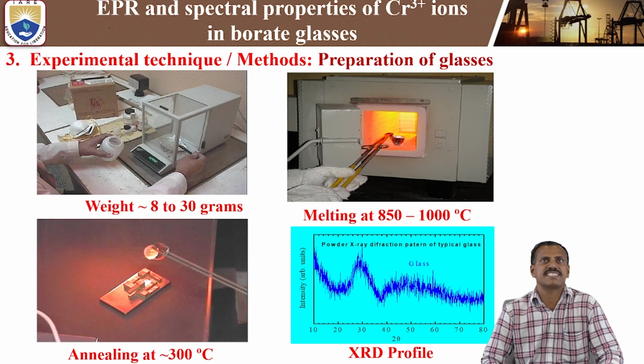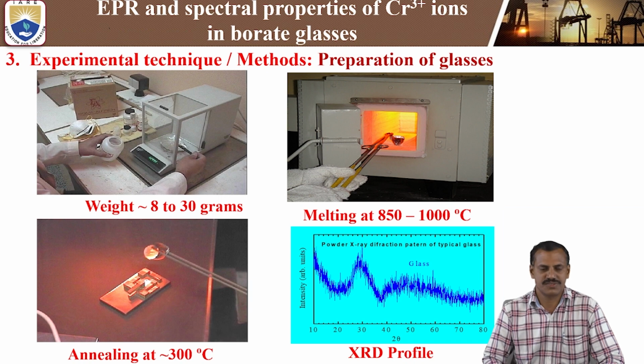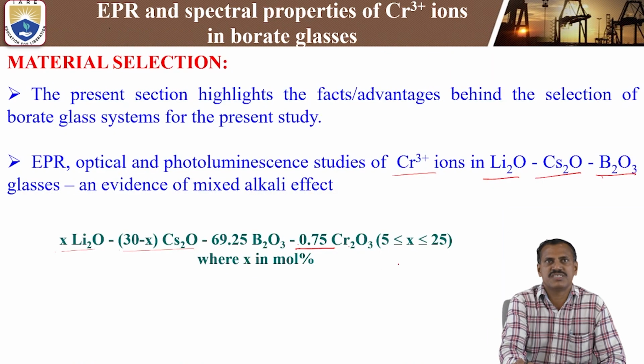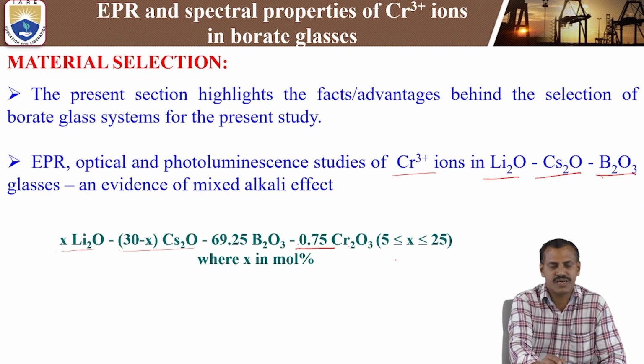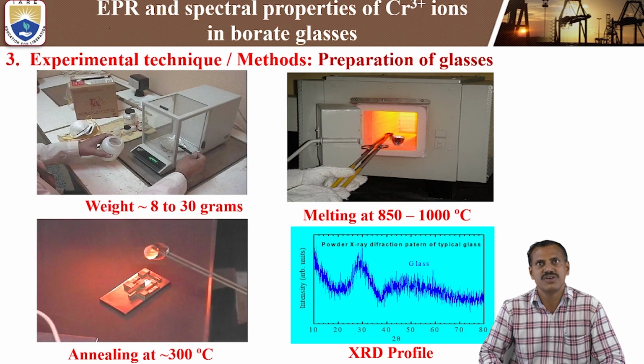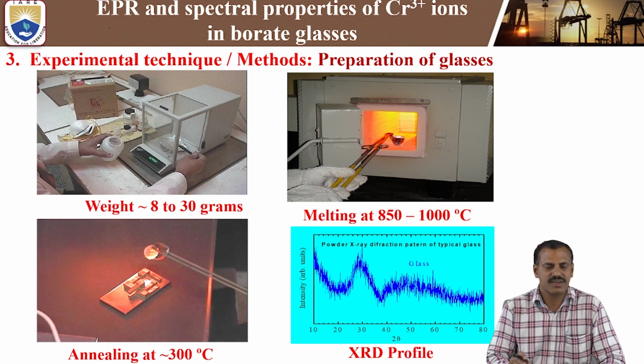So this is the experimental technique, the methods for preparation of borate glass systems. First, we have to take the above-mentioned chemical composition. In these borate glasses, we are taking lithium oxide, cesium oxide, B2O3 (boron trioxide) and chromium oxide. The dopant is 0.75 mole percentage.